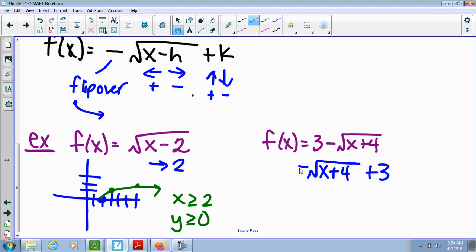Now I'll write what all the transformations do. So this is a flip. And inside, that means we're going to the left 4. And we're also going up 3.